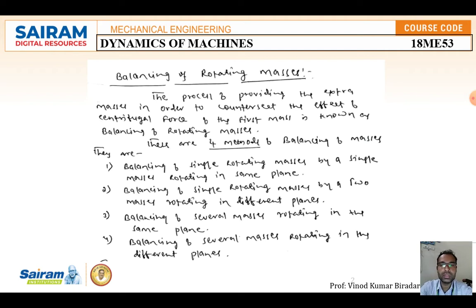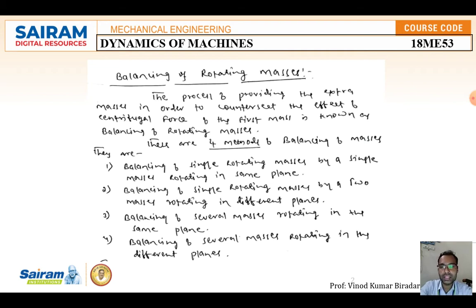In your syllabus, there are four methods of balancing of masses. The first one is a single mass rotating in a single plane, that is, the same plane. The second is two masses rotating in different planes. The third case is several masses, that is, a number of masses rotating in the same plane. The fourth is several masses rotating in different planes. These are the four different cases you need to study.